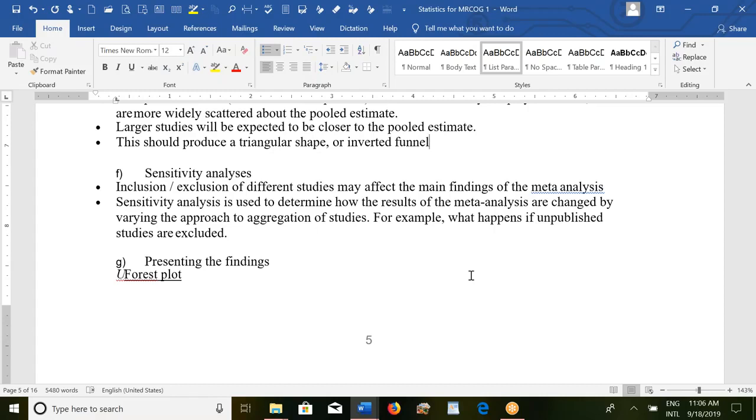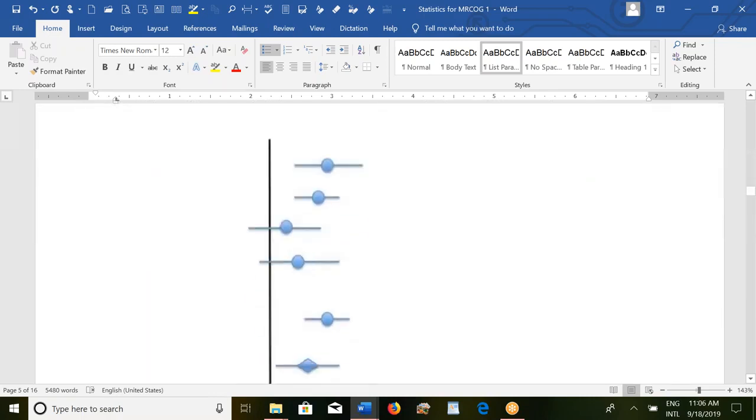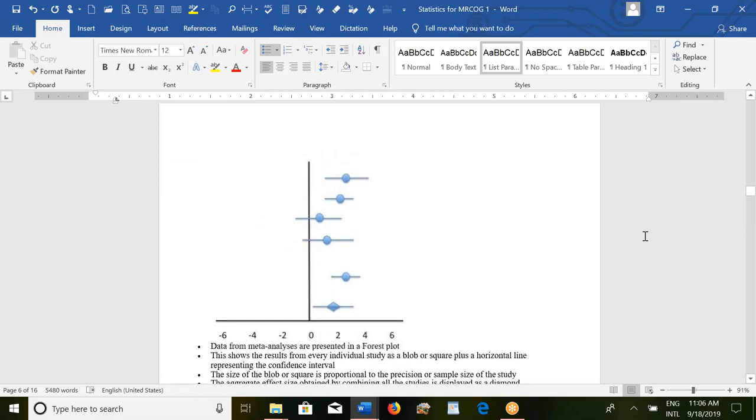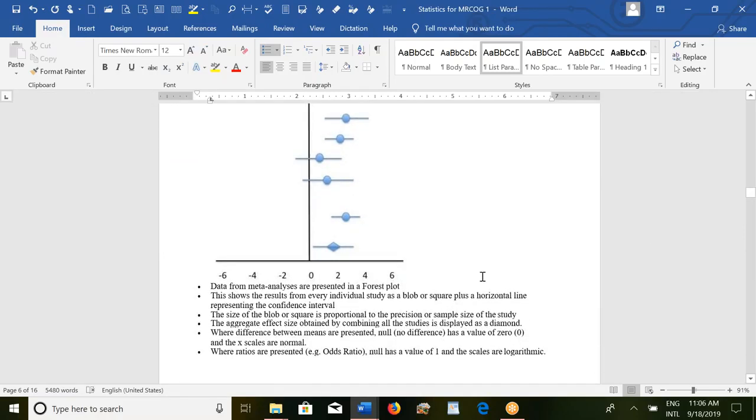For example, what happens if unpublished studies are excluded? So how do we present the findings? We can use a forest plot. Have you ever seen a forest plot? In many studies you are going to see this. So the forest plot is also important.